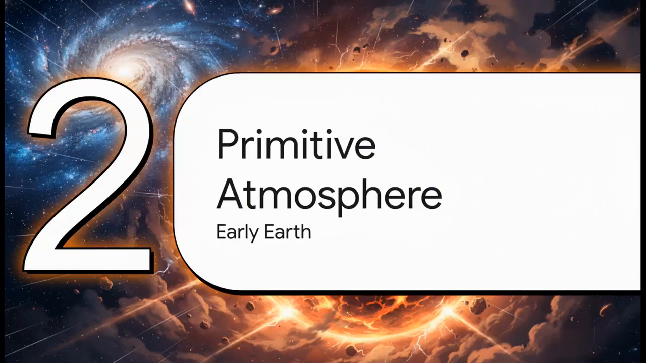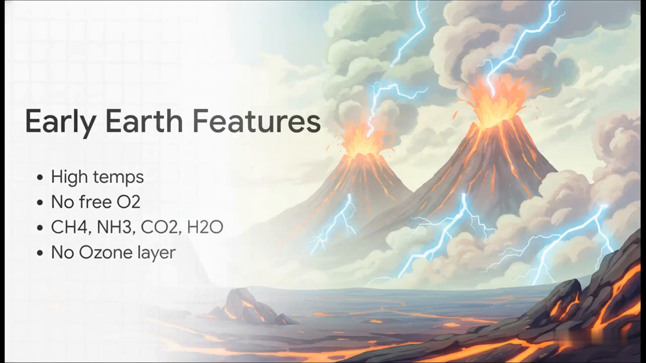Moving on to part two, Earth's primitive atmosphere. Okay, so early Earth was absolutely not a hospitable place. We're talking about a surface plagued by scorching temperatures, violent volcanic eruptions, and just relentless massive storms. But you know what the most crucial missing element was? Free oxygen. Early Earth had what we call a reducing atmosphere, which was basically just a thick blanket of methane, ammonia, carbon dioxide, and water vapor. And here's the kicker. Because there was no free oxygen, there was absolutely no protective ozone layer.